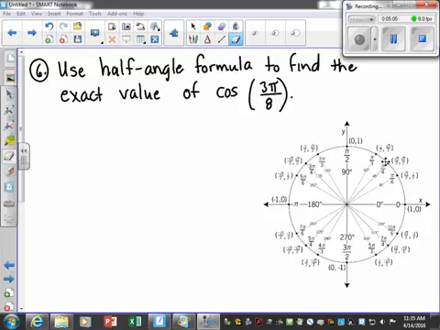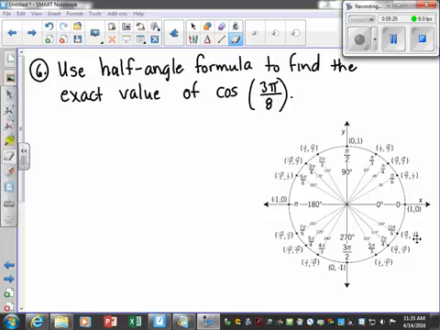Okay, number 6. Use a half-angle formula to find the exact value of cosine of 3 pi over 8. Now, we usually have to figure out which quadrant we're working in. So when I go to my unit circle and I look for 3 pi over 8, I don't necessarily see it.